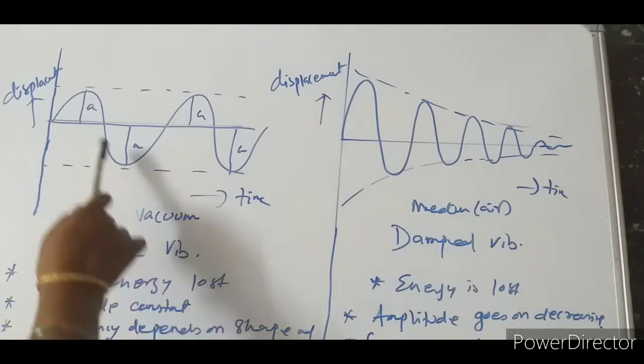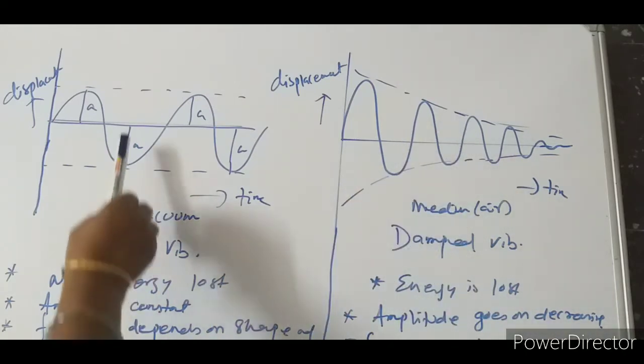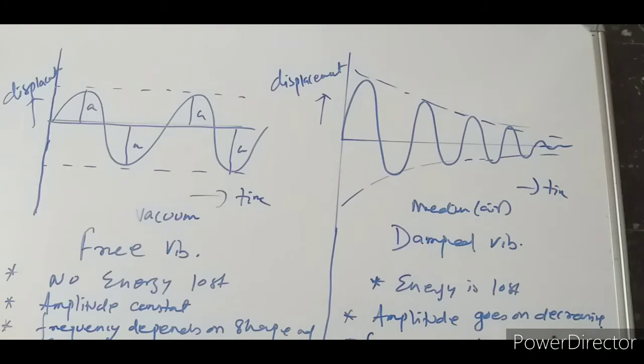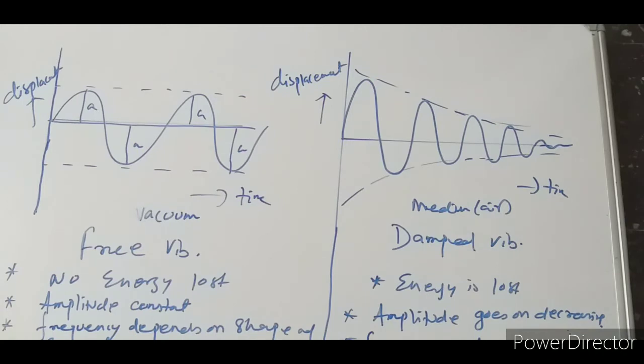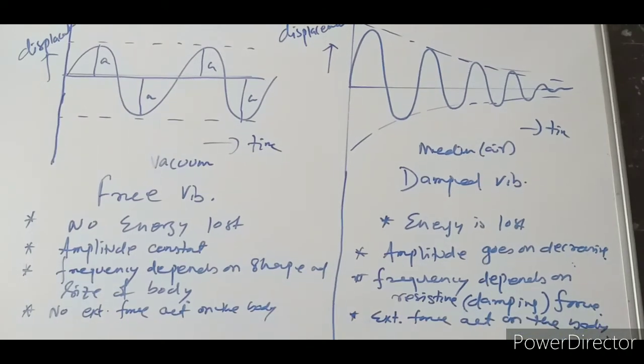Here no energy is lost in this case because the amplitude remains constant. Here energy will be lost, and the amplitude goes on decreasing. The frequency of the body depends on the shape and size of the body, but for damped vibration it depends upon the resistive force. If more damping force is applied on the body, then the frequency decreases. But remember one thing, the frequency of the damped vibration is always less than the natural frequency of the body.